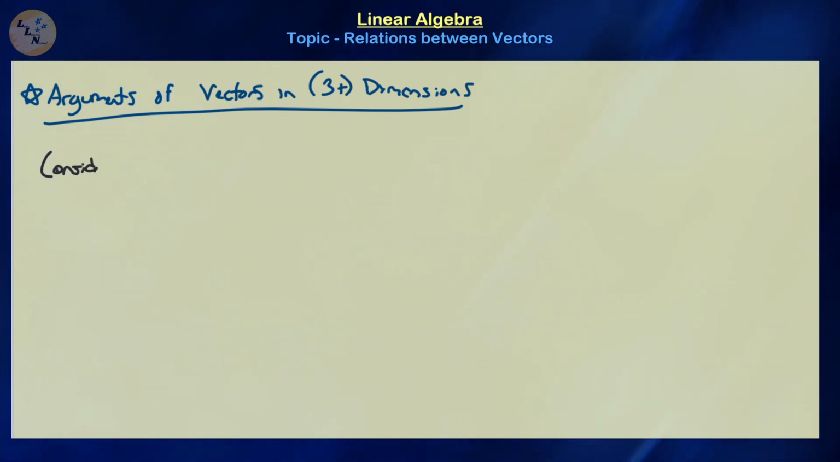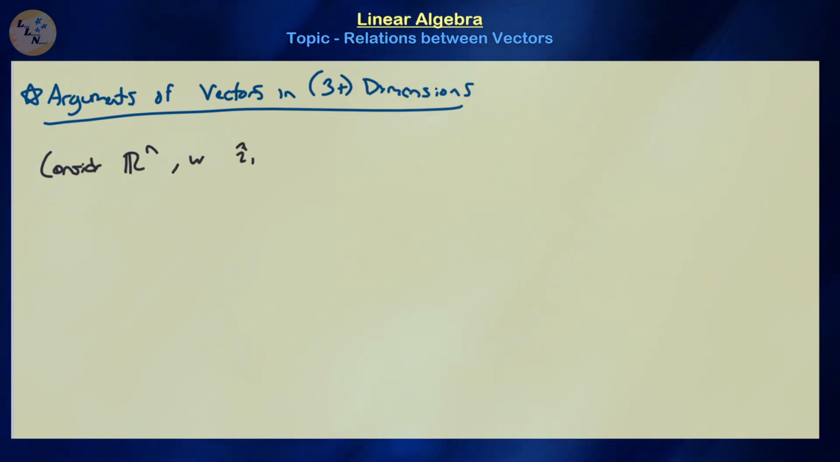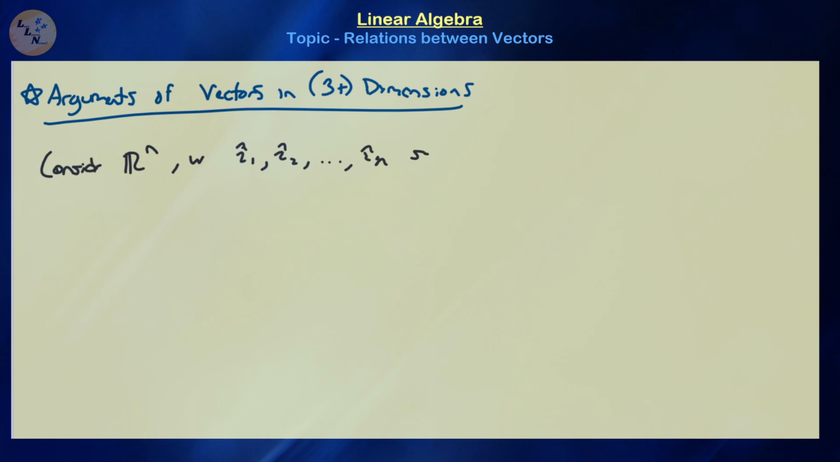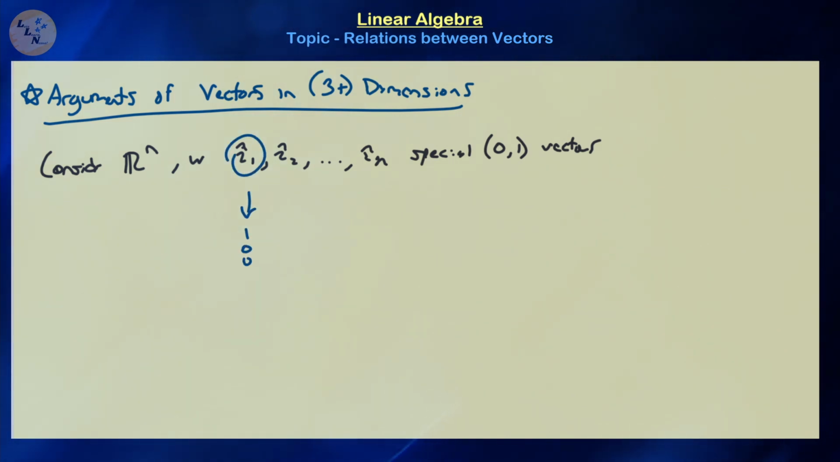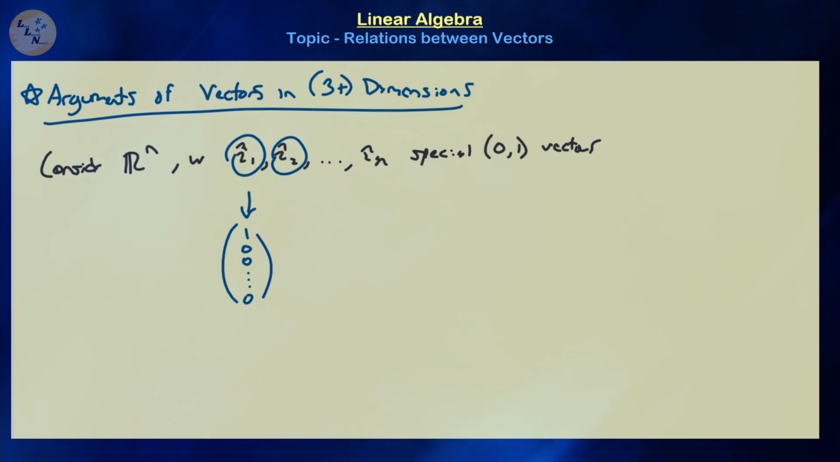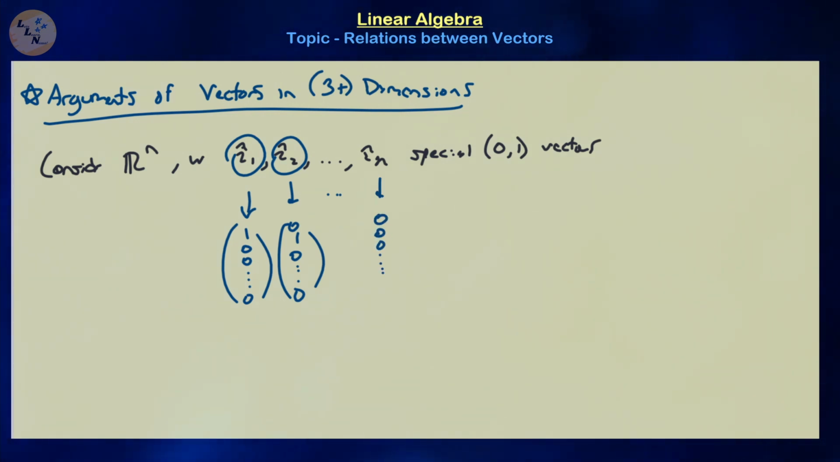So consider an n-dimensional vector space with I1, I2, down to In special 0, 1 vectors. For example, I1 is the vector 1, 0, 0 down to 0. I2 is the vector 0, 1, 0 down to 0. And all the way down to In, which gives us the vector 0, 0, 0 down to 1, where 1 is in the nth position. Right? These special little unit vectors.